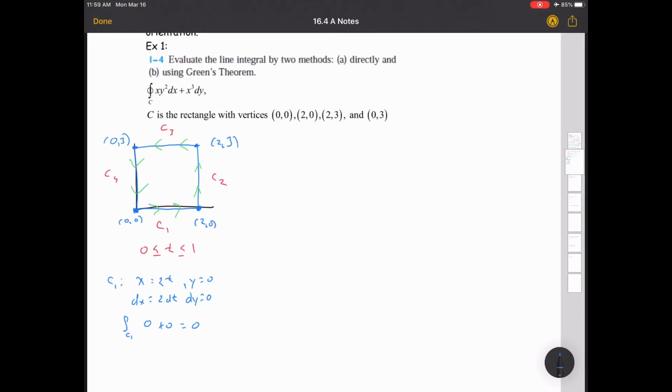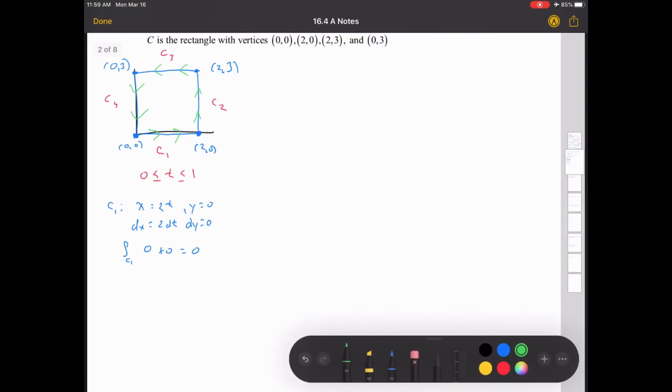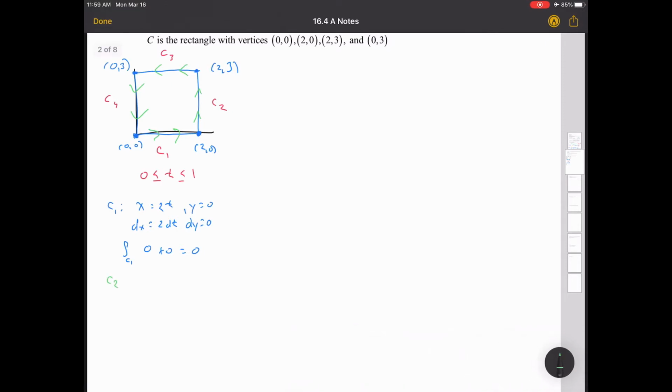Okay, let's look at C2. Might have to do a little bit of scrolling back up and down here on this for you guys. You should have enough paper on yours to be able to complete these. So C2 is the one on the right there, so that looks like it goes from 2, 0 to 2, 3. So that means that x, in this case, is always 2. And y goes from 0 to 3, so y is going to be 3t. So dx is 0, and dy is 3 dt.